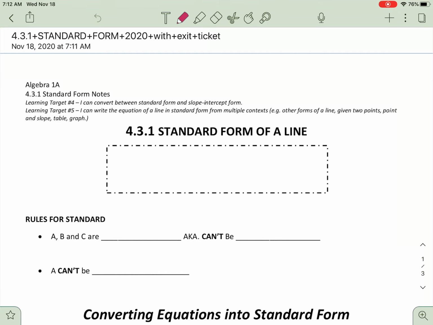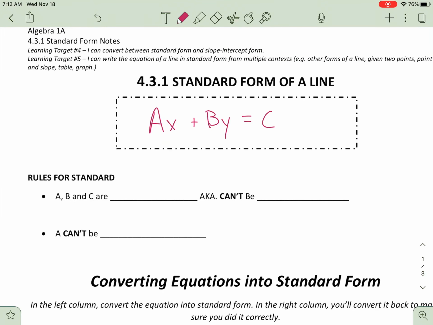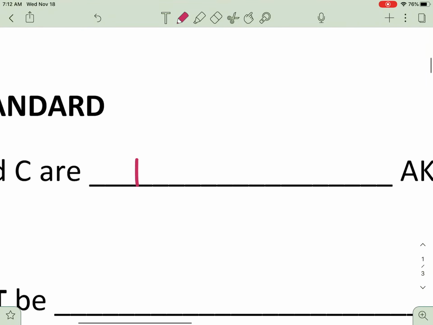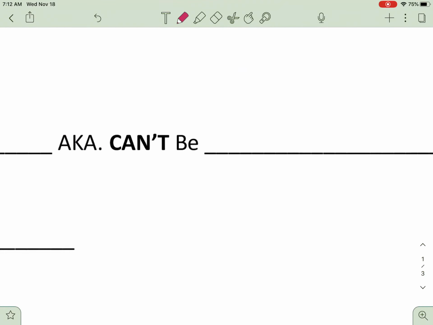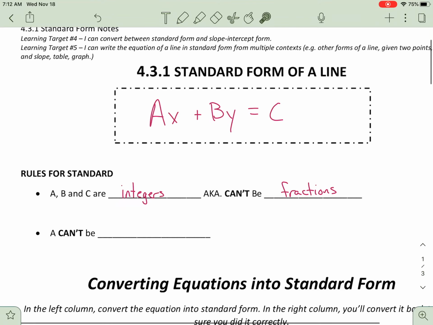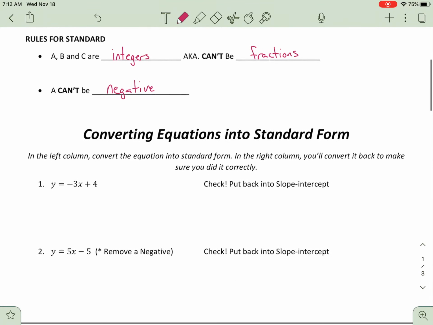Okay, so today we're going to look at standard form. This is not new. We looked at it last unit as well. It is ax plus by equals c, so that should be familiar. The rules for standard form are that a, b, and c are integers. So basically those coefficients all need to be integers, aka they cannot be decimals or fractions. And also, remember we said last unit, a needs to be positive. So a can't be negative. It has to be positive.